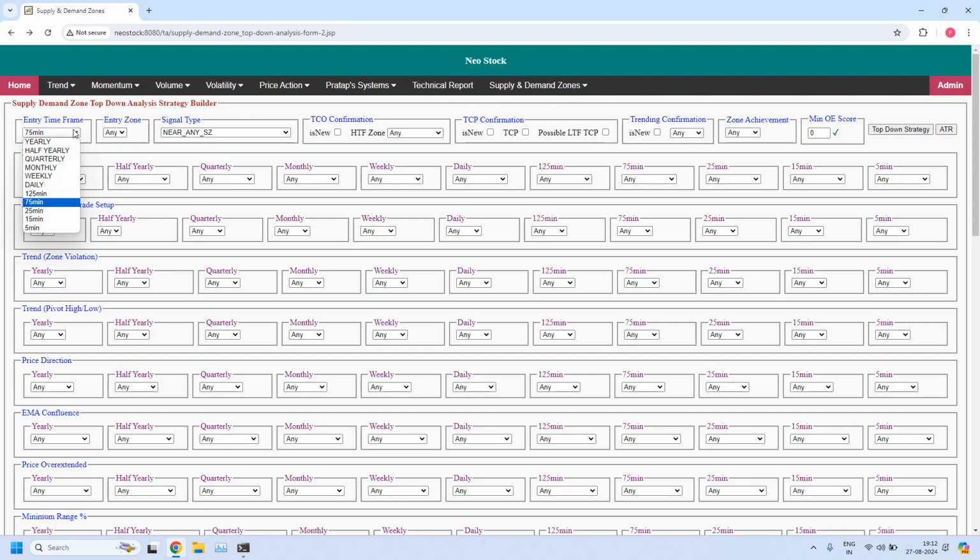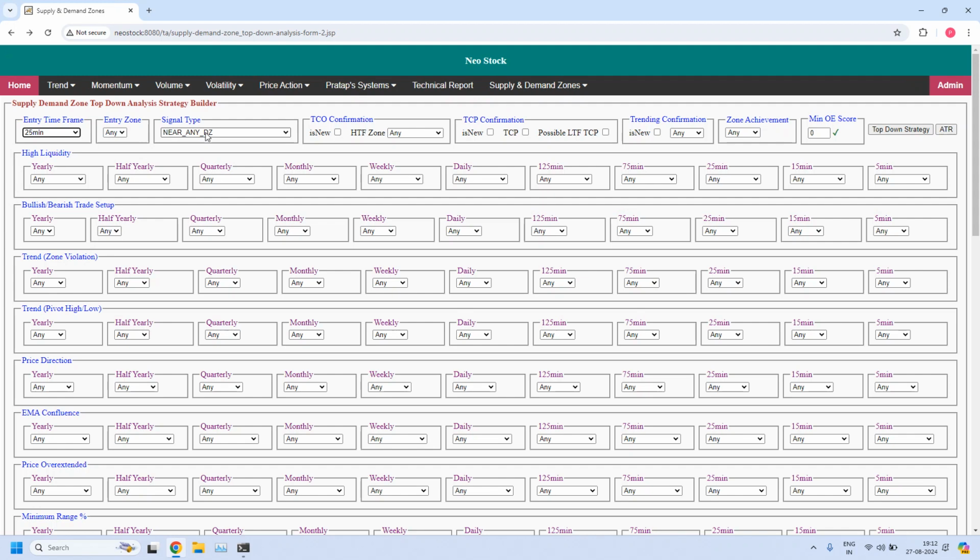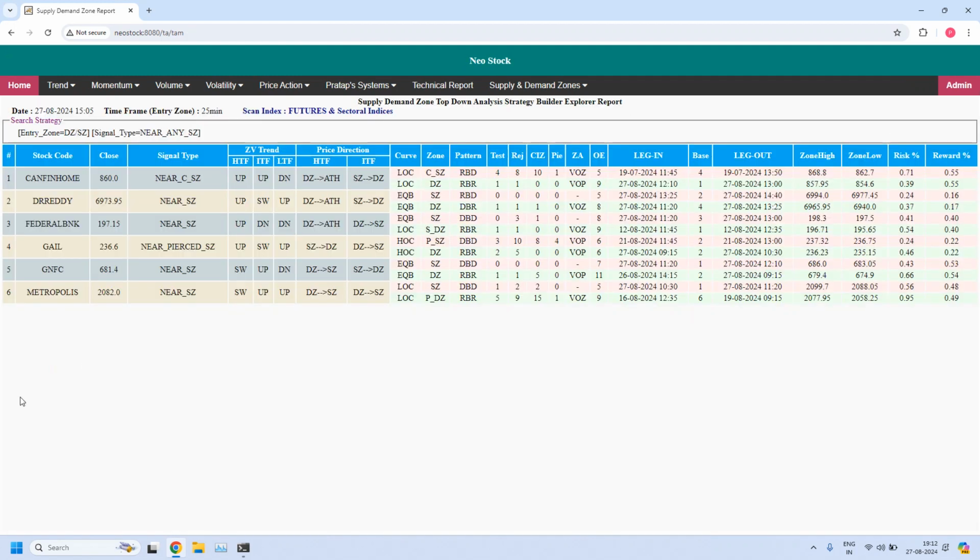The next time frame is 25 minutes. Let us find the stocks near 25 minutes demand zone. 8 stocks are filtered. The next, for 25 minutes time frame, let us find the stocks near 25 minutes supply zone. 6 stocks are filtered.